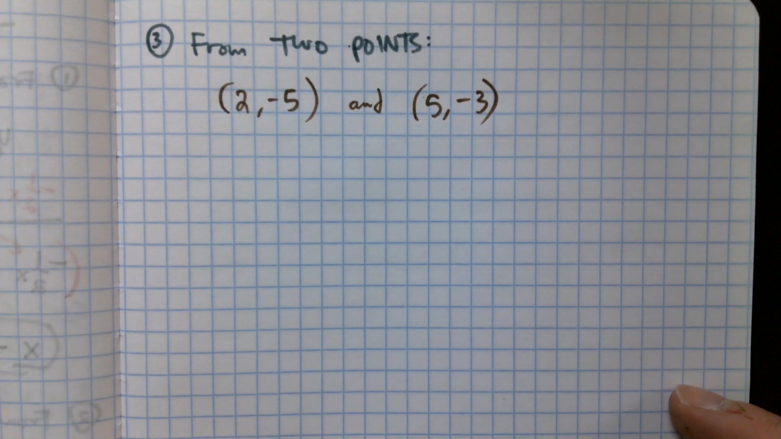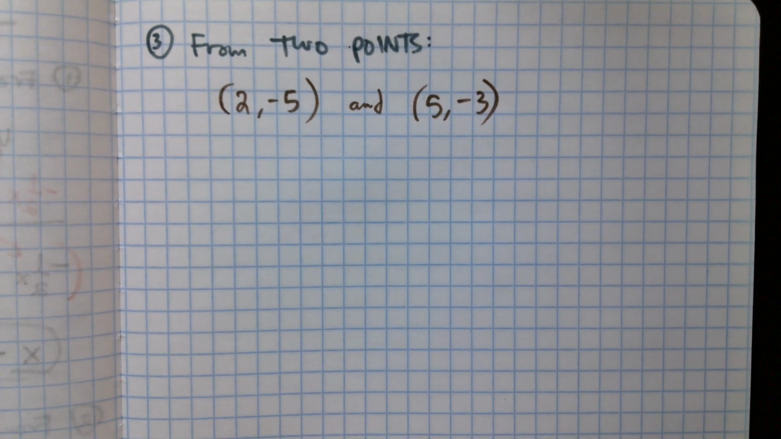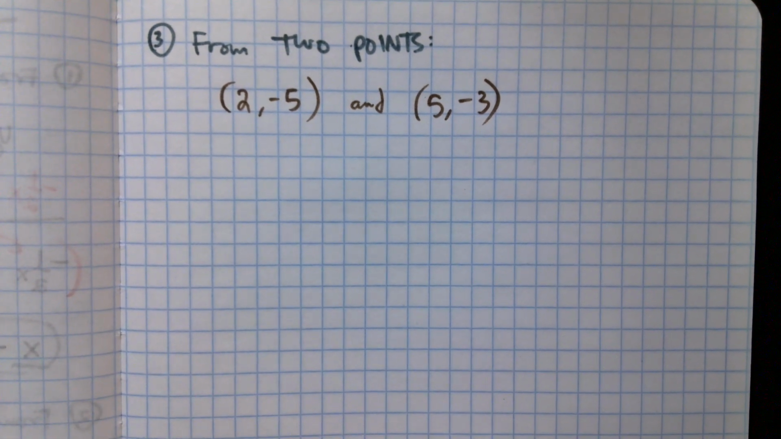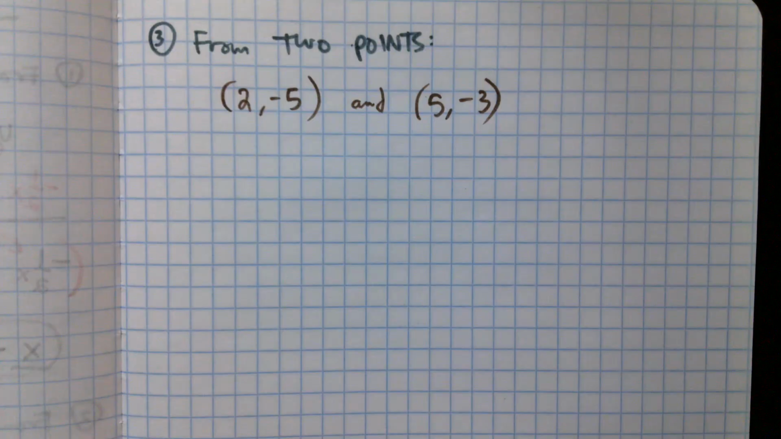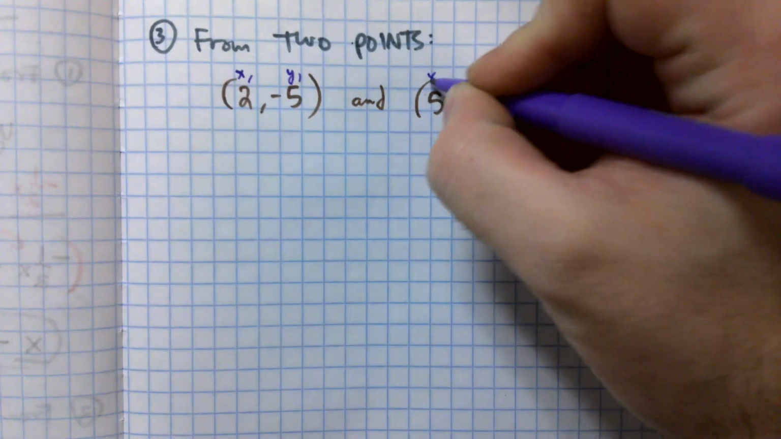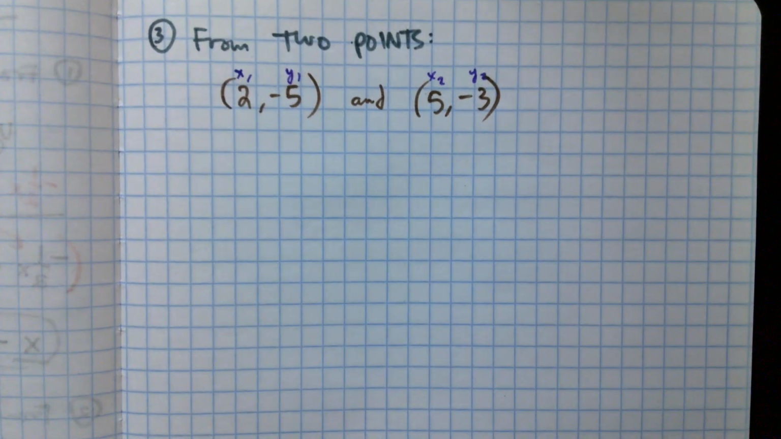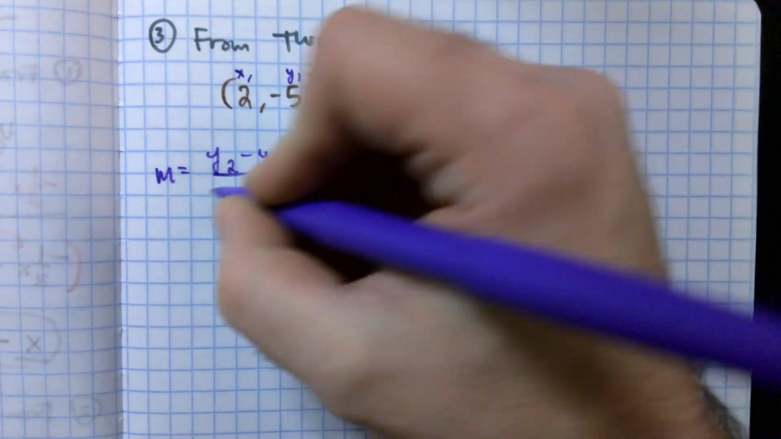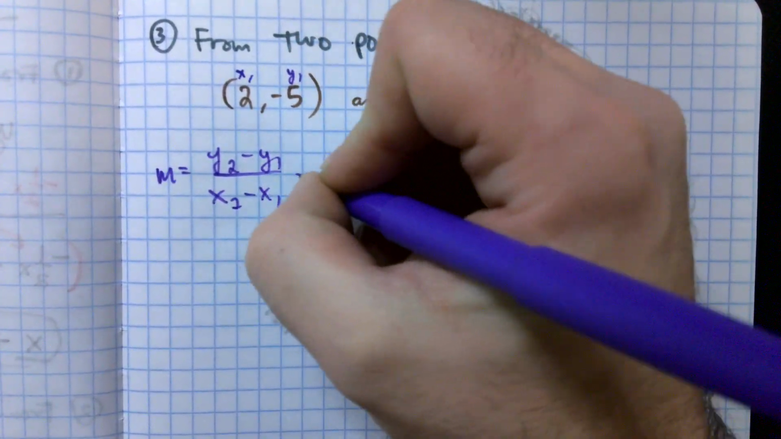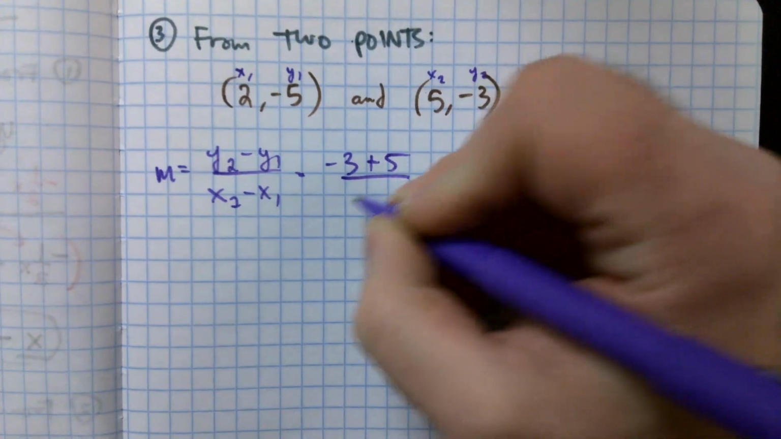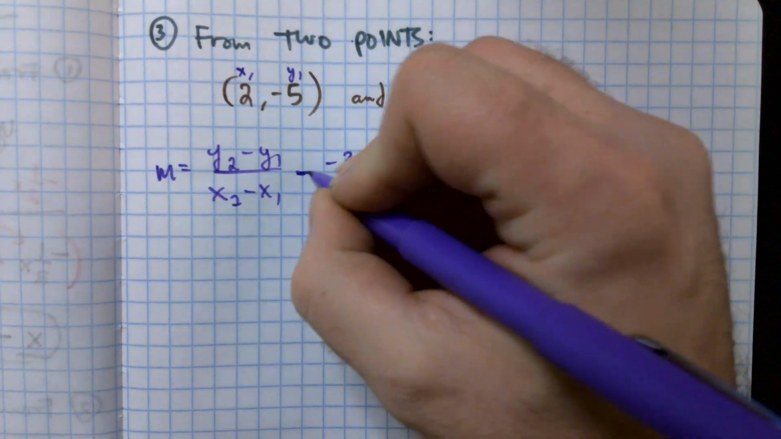Okay, this one is actually going to be a little bit trickier. What is my first step going to be? Find the slope. Perfect. Let's do that. I got x1, y1, x2, y2. M is going to be, of course, y2 minus y1 over x2 minus x1, which turns out to be negative 3 plus 5 over 5 minus 2.